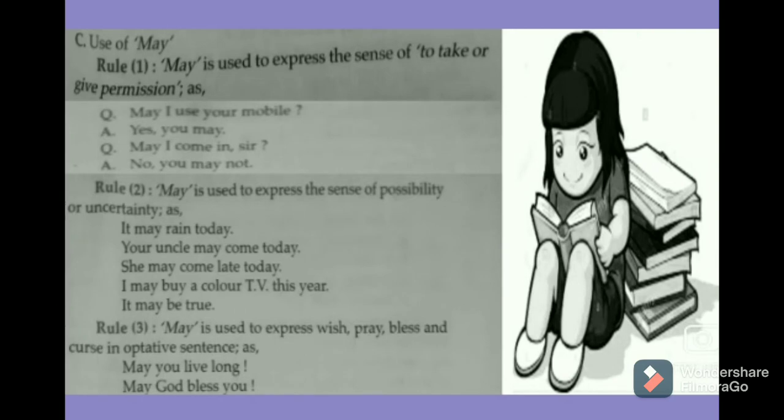Rule 3. Let's see rule 3. May is used to express wish, pray, bless and curse in optative sentence. Okay. Let's see. May you live long. May God bless you. So children, these sentences are showing wish and bless.